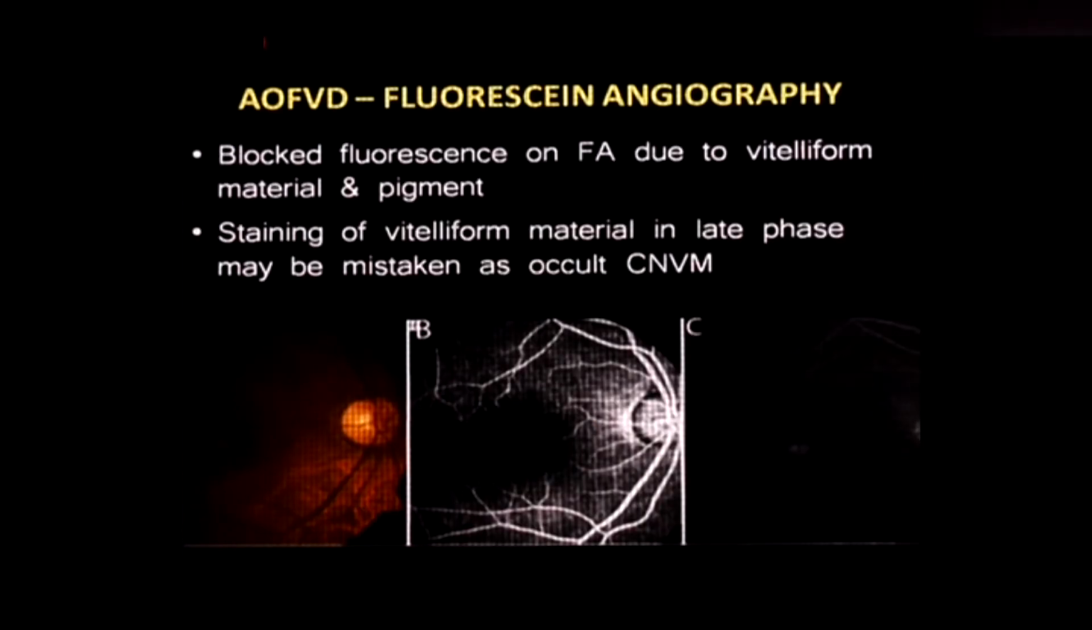Going on to fluorescein angiography, there are 2 broad patterns which you will see. One is in the early phase where there is block fluorescence. This is attributed to the vitelliform lesions. And subsequently, there is staining. Now, this staining is of importance because on one hand, it can be mistaken as an occult choroidal neovascular membrane, and at the same time you may actually miss a choroidal neovascular membrane if it is present, because you may say that it is staining of the vitelliform lesion.